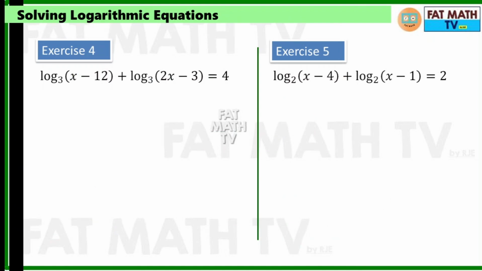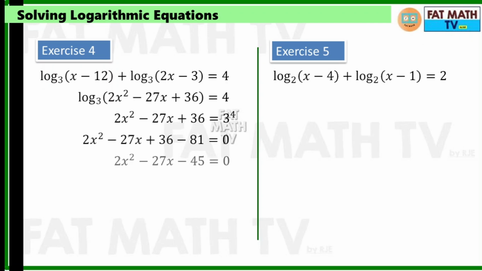Okay, for the last two items, we have here applying the law of logarithm. The sum of the logarithms can be expressed as the logarithm of the product. Multiply x minus 12 by 2x minus 3, you will get 2x squared plus or minus 24x minus 3x, that's minus 27x, plus 36. Transform to exponential form, and then write the quadratic equation in standard form, and then factor. And you will get negative 3 halves and 15.